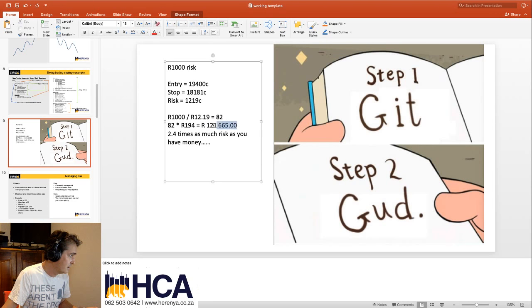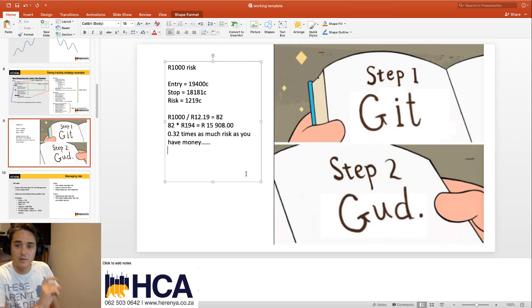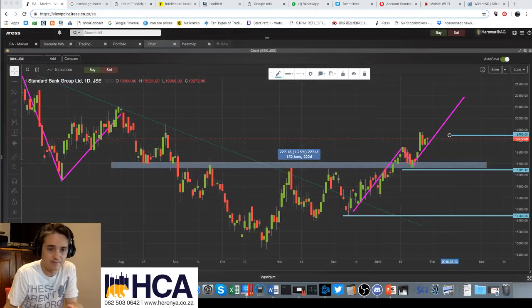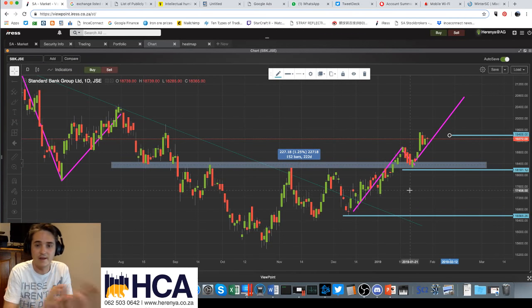82 times 194. So we're taking 15,908, and that divided by 50,000 equals 0.32 rounded up. Okay, so we're taking 30% exposure. But this is based on the 2% rule. Okay, so back to our thing. We can take 82 shares long here if we want to risk 1,000 Rand on this trade. We can take 82 shares long, with our stop loss there, and that's a fairly aggressive trade.